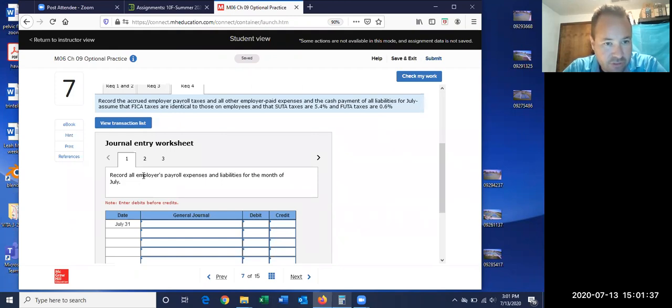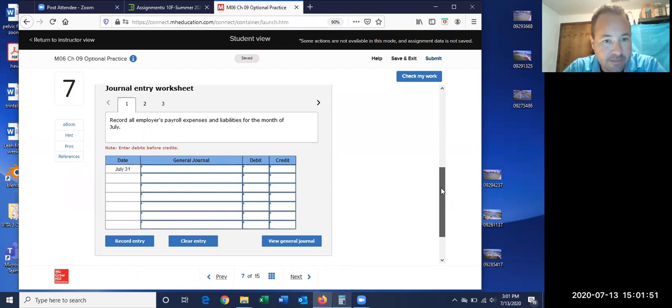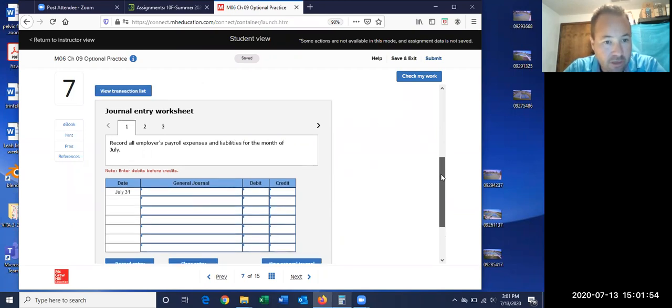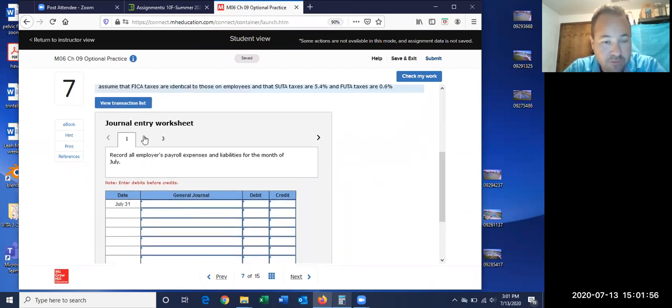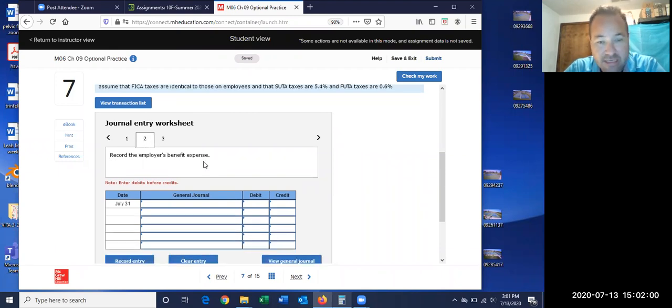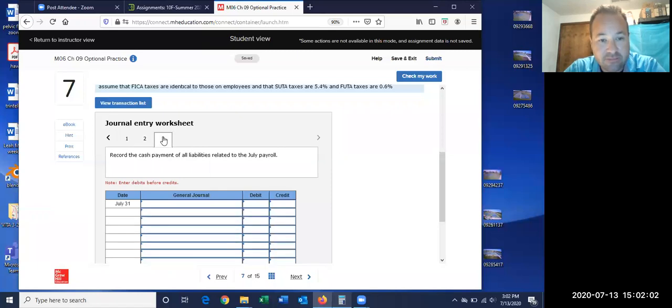Now, it tells us here in the instructions, record the accrued employer payroll taxes and all other employer paid expenses and the cash payment of all liabilities for July, assuming the FICA taxes are identical. Okay, so this one's broken into 3 parts. First, we're going to do the payroll taxes. Second, we're going to do the benefits.